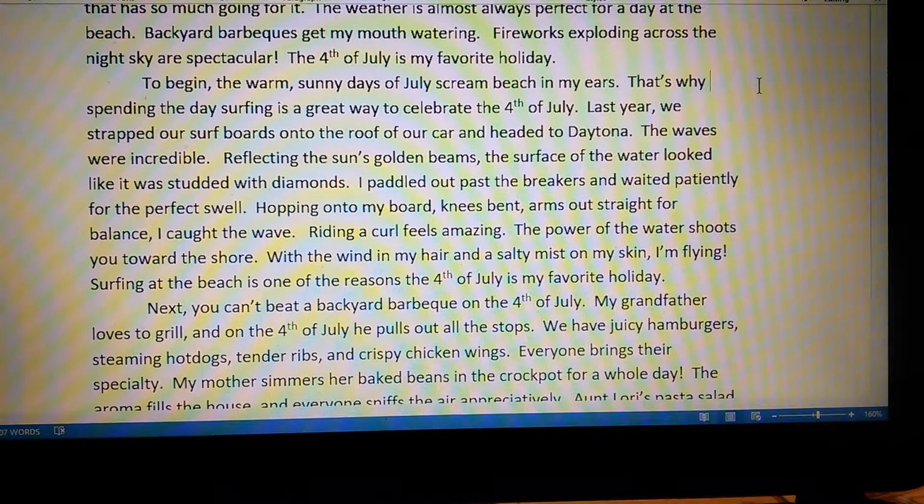I paddled out past the breakers and waited patiently for the perfect swell. Hopping onto my board, knees bent, arms out straight for balance, I caught the wave. Riding a curl feels amazing. The power of the water shoots you toward the shore. With the wind in my hair and a salty mist on my skin, I'm flying. Surfing at the beach is one of the reasons the 4th of July is my favorite holiday.